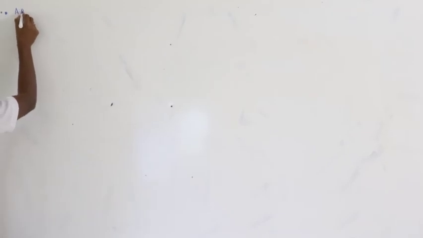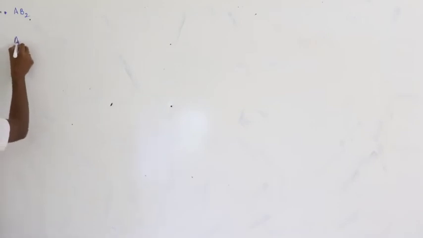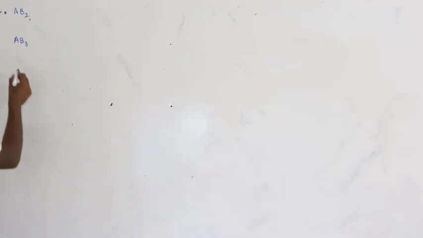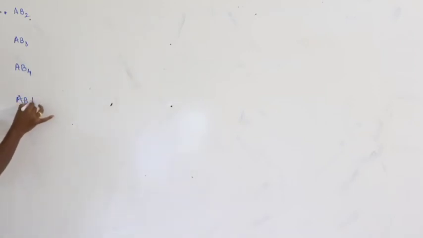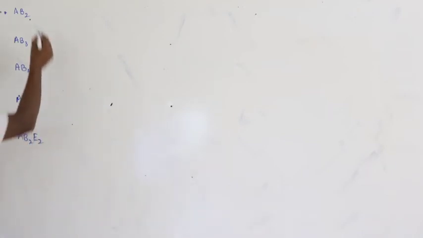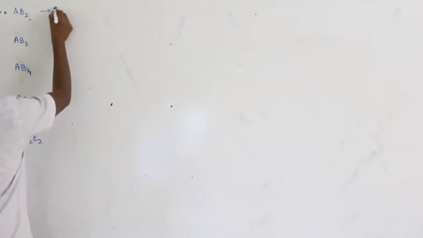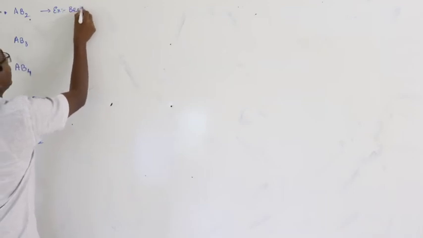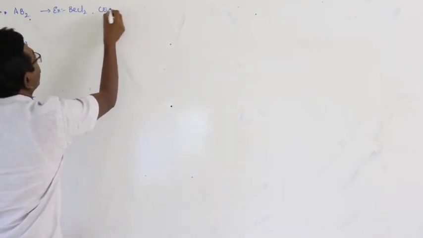Okay, here the first one, AB2. Second one, AB3. Third one, AB4, AB3E, AB2E2. Okay? AB2, example, BeCl2, CO2, etc.